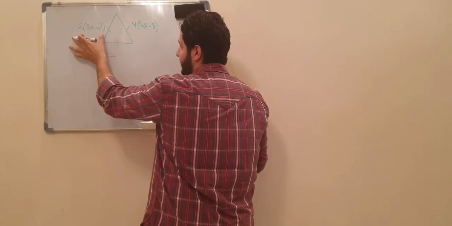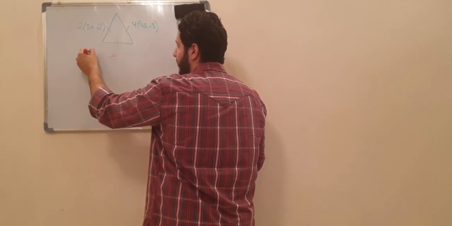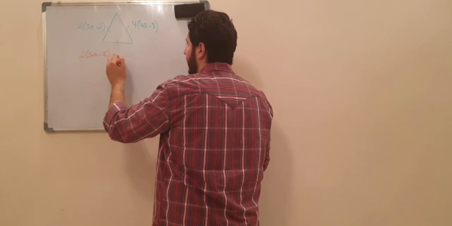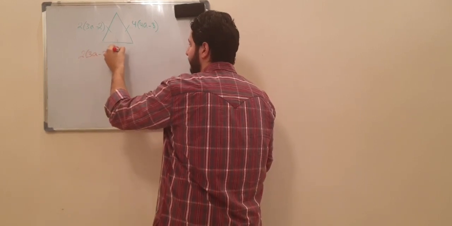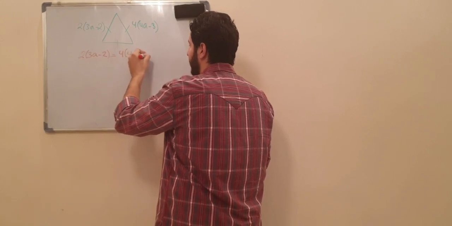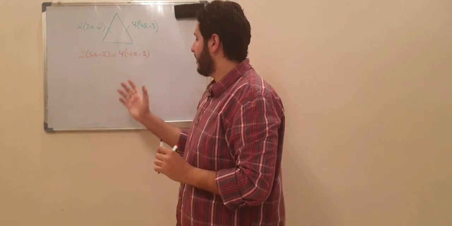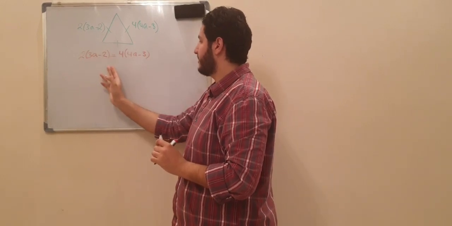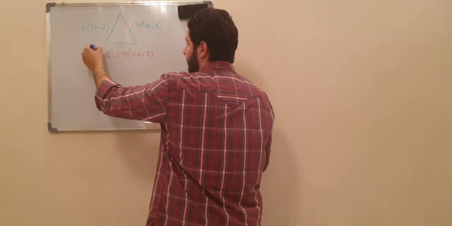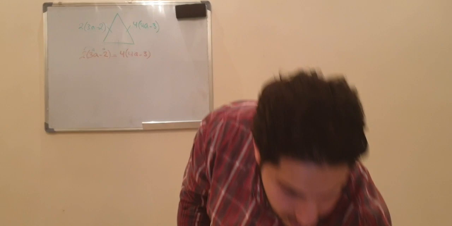So on this side, you will have this expression, which is 3a minus 2 inside of a bracket. And on the other side, you have 4a minus 3. Now, it's just a simple equation with brackets. First of all, you need to cancel those brackets by multiplying on both sides of the equation.